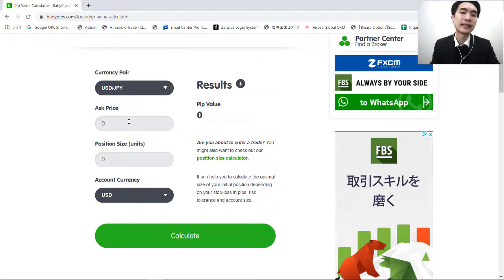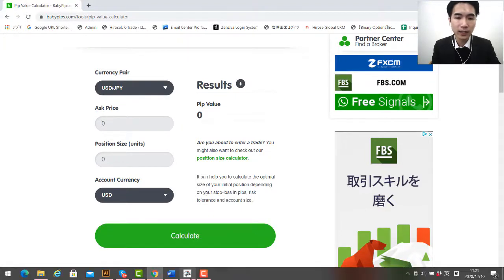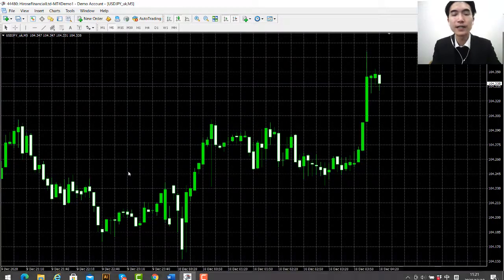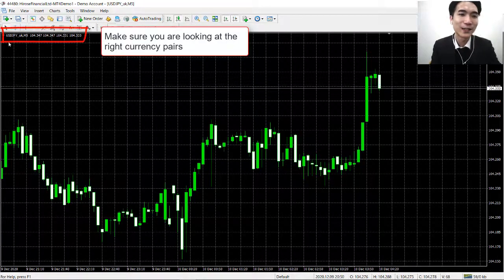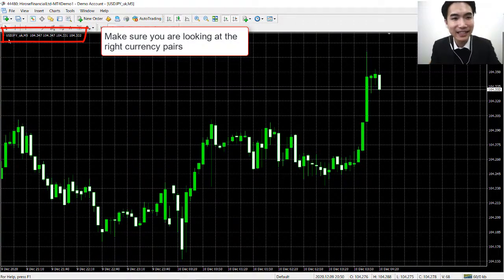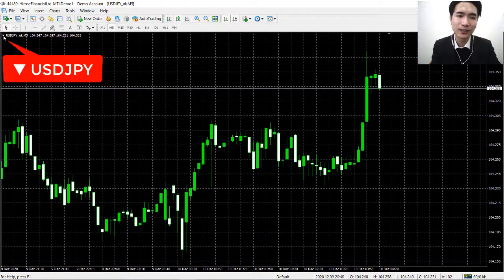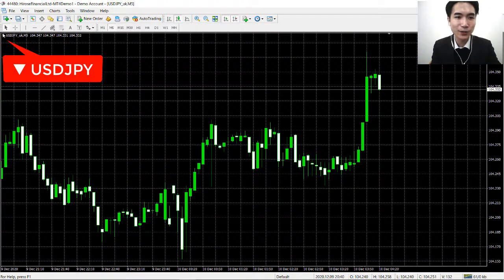Next, for the ask price here, we actually need to look at the platform. So let's open up MetaTrader 4. Okay, let me open up my platform. Here is the MetaTrader 4 platform. When you open the platform, you will see a chart like this. Just make sure you are looking at US dollar and Japanese yen, because that's the one we are calculating. Now we will click on this little triangle here.